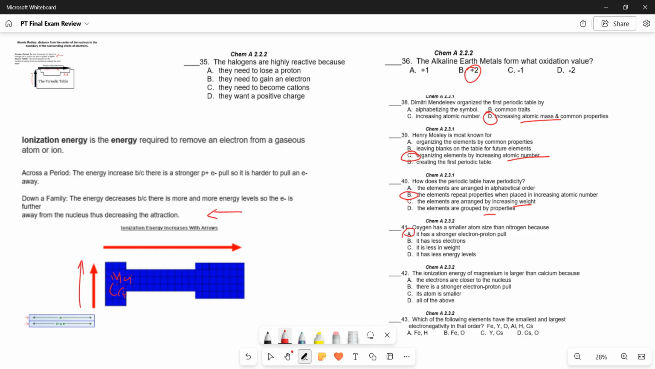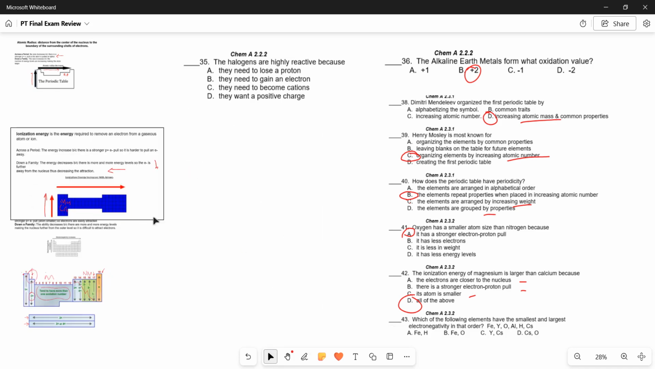So let's see what it says. The energy decreases because there's more and more energy levels, so the electron is further down. So that's talking about down the family. So it's just going to be the reverse. They're closer. If we look at A, it says the electrons are closer to the nucleus. That is true. There's a stronger electron-proton pull. That is true. The atom is smaller. That is true too. So the answer here is D. So be very careful about reading all the selections and ruling them out.